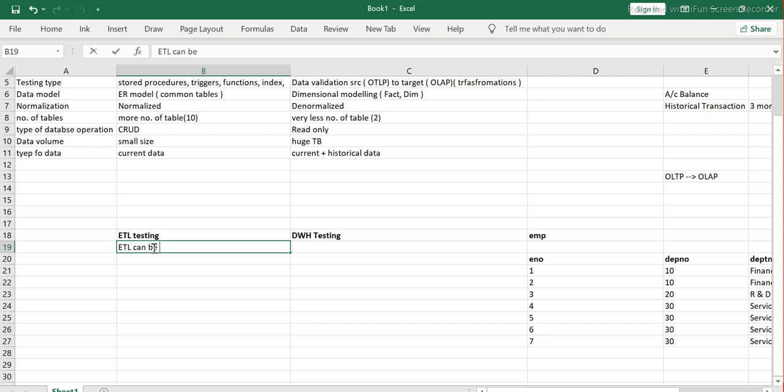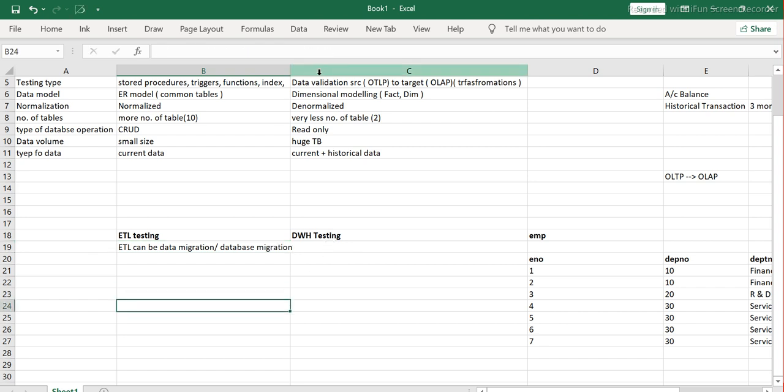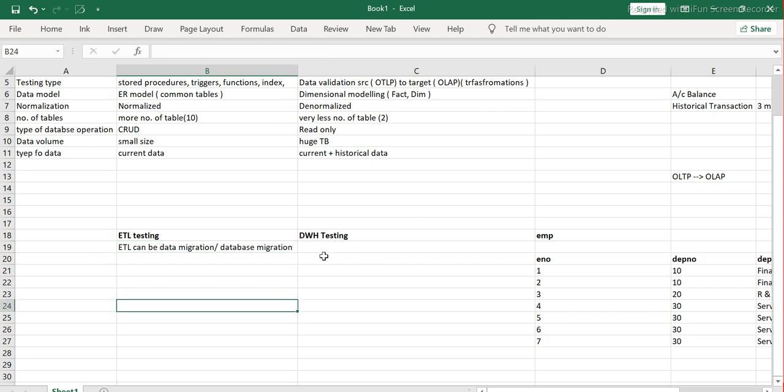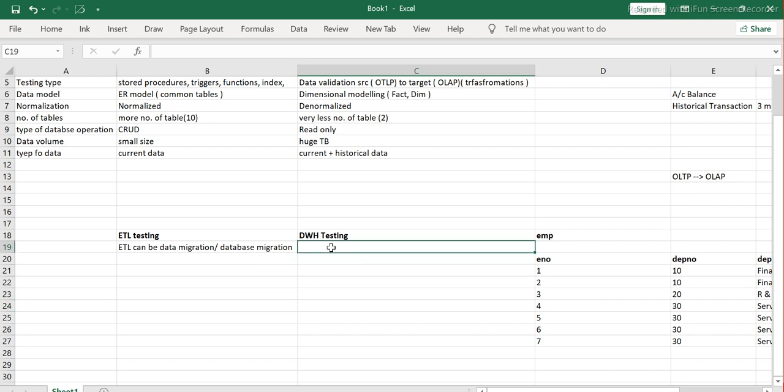Okay, so ETL can be simple data migration, right? Or database migration. However, data warehouse testing will always involve ETL testing.